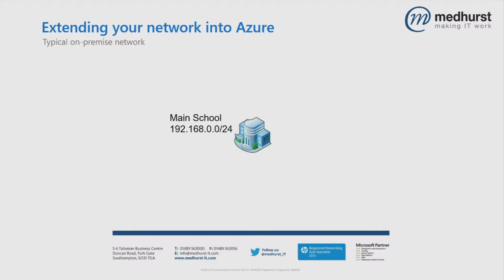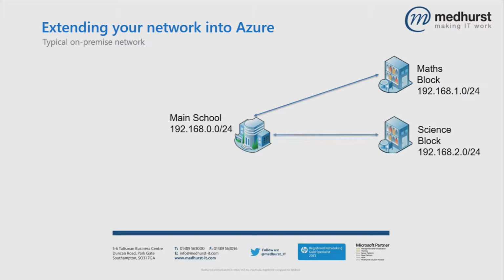Then the building gets overcrowded. We're running out of space. So what do we do? We go and build another building. We give that a network range, and we connect that back with more switches back to our main school infrastructure. And the same is true as we carry on.